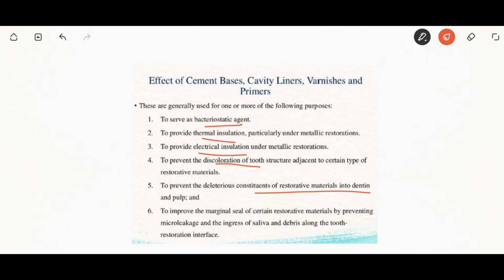So these all serve as bacteriostatic agents, provide thermal insulation, particularly under the metallic restoration, provide electrical insulation, prevent discoloration of the tooth structure, prevent the penetration of deleterious constituents of restorative material into the dentine and pulp, and improve the marginal seal of certain restorative material by preventing the microleakage and the ingress of saliva and debris along the tooth restorative interface.